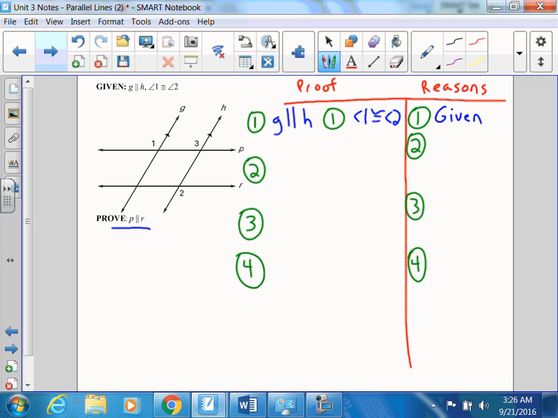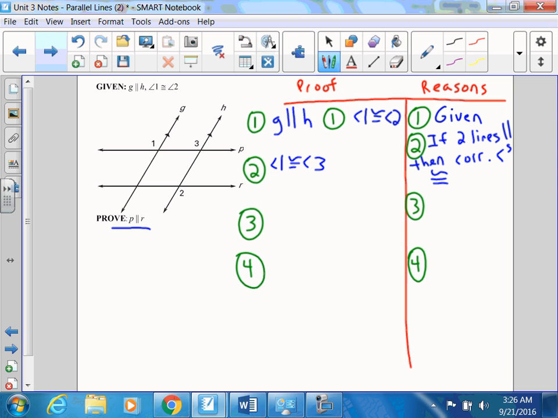Based on the fact that G and H are parallel, that's going to help me prove that angle 1 and 3 are congruent. So I'm going to say angle 1 is congruent to angle 3. The reason, if 2 lines are parallel, then angle 1 and angle 3, they're in corresponding positions. So then corresponding angles must be congruent.